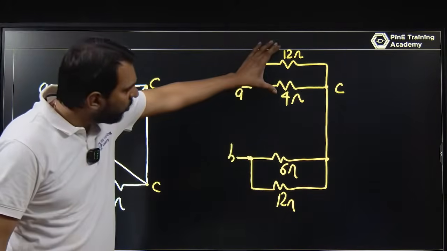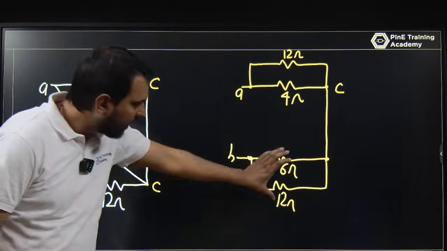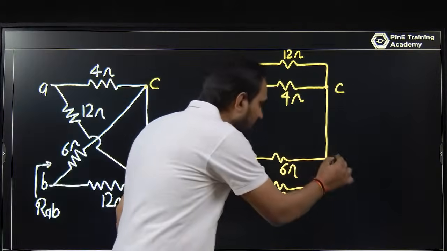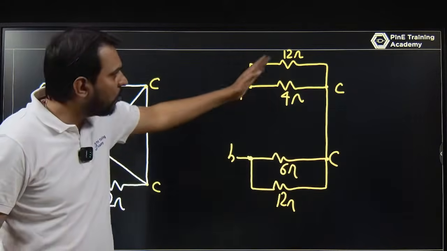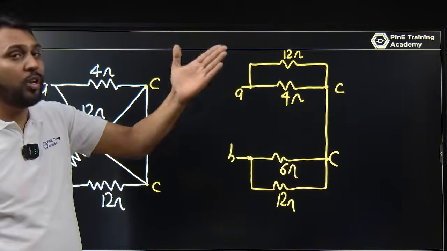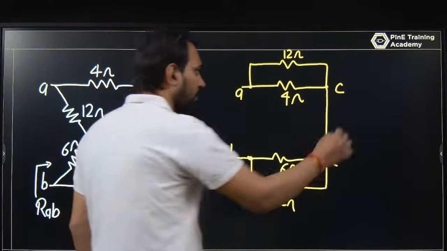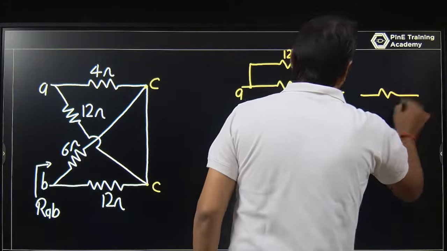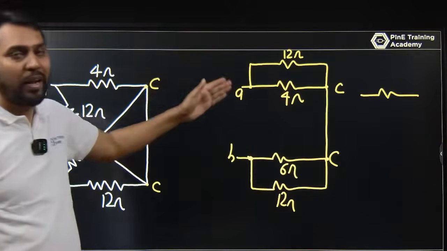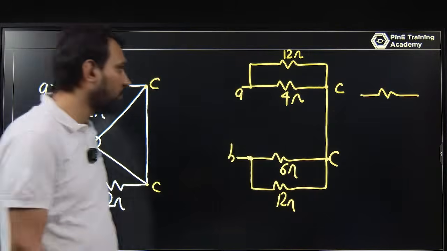So A to C, they are in parallel. 4 and 12 are in parallel. 6 and 12 are in parallel, because this is C, this is also C. So what can we write in one line? 12 into 4, that is 48 upon 16, that is 3 ohm. 12 and 4 are in parallel, so 12 into 4 is 48, 48 upon 16, that is 3 ohm.